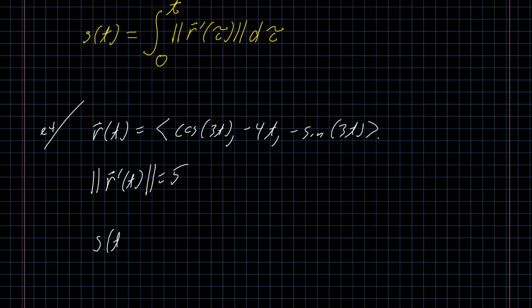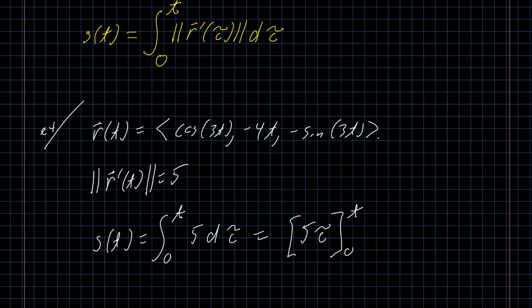And so s of t is going to be the integral from 0 to t of the magnitude of the derivative of the vector valued function, which is 5 d tau. Again, we don't want to use t there because we already have t, so we use some other placeholder like tau. And so we get 5 tau evaluated at 0 and at t, which is going to be 5t minus 5 times 0, which in this case is 0, so we don't bother writing it down. And we can now talk about the arc length parameterized and how far is the arc length going to go each step along the way. So that's the basic idea.